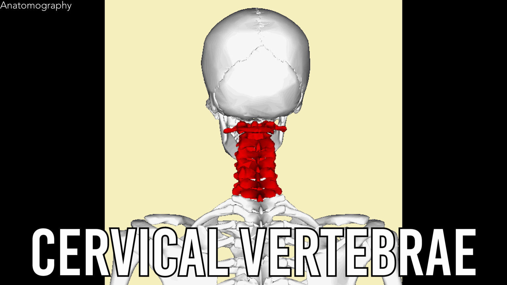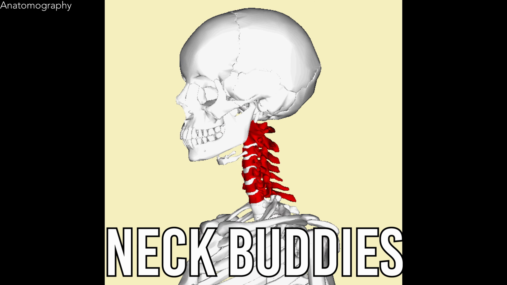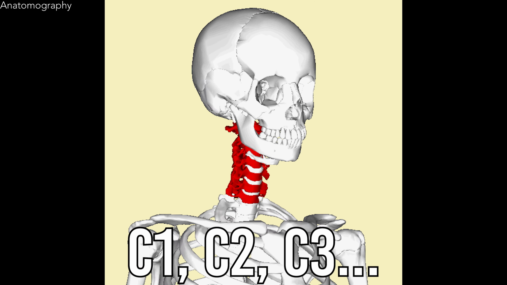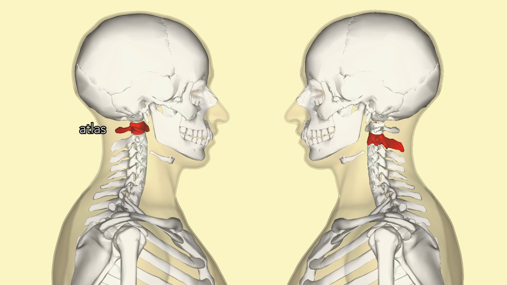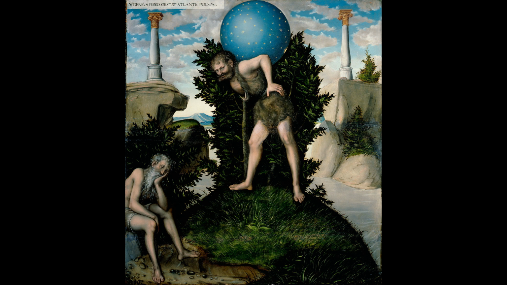The last biological C I want to mention is the group of vertebrae that make up your neck, known as cervical vertebrae. There are 7 of these neck buddies, and we call them C1, C2, C3, and so on. C1 and C2 are also known as the atlas and axis, and specialize in holding up your head. C1 is named Atlas specifically after the Greek god who holds up the globe. Hey, can I get a little help here?